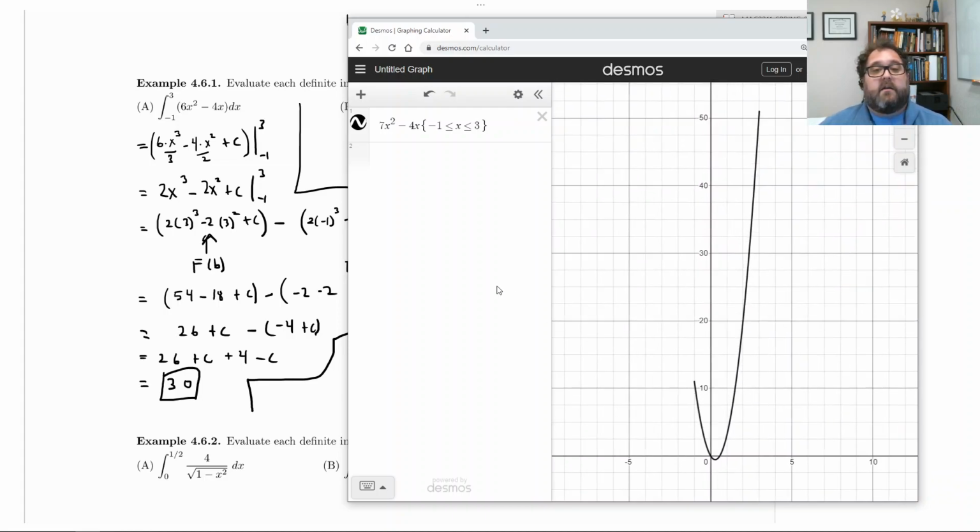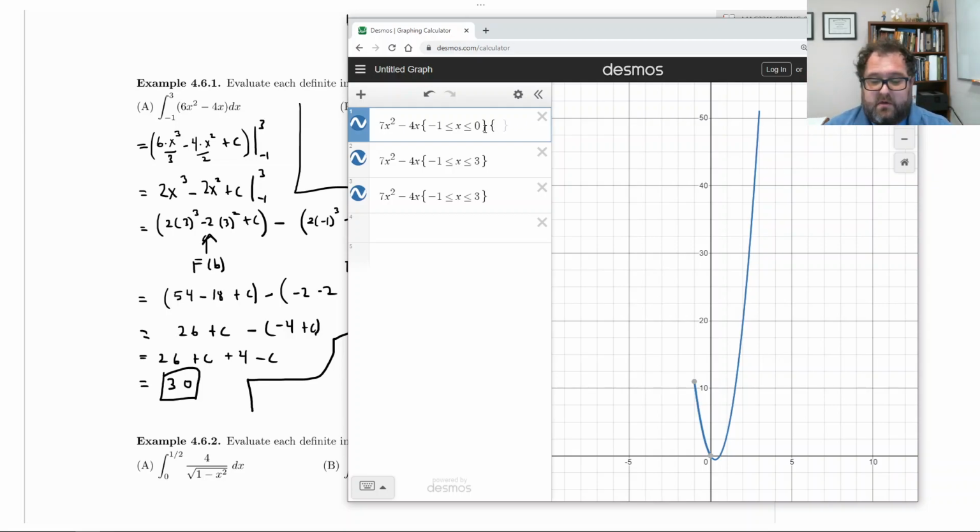But notice it's not non-negative. So we would need to be clear that the interpretation of example A is net area, because there's this little region down here that goes below the x-axis. We could do this also. Let's make them all blue, I guess. And let's go to the 0 as our first x-intercept. I'm just going to shade it for us, just to show you the region we're talking about.